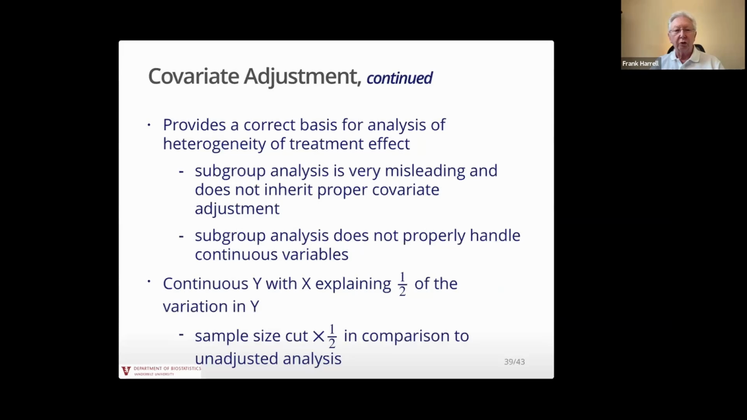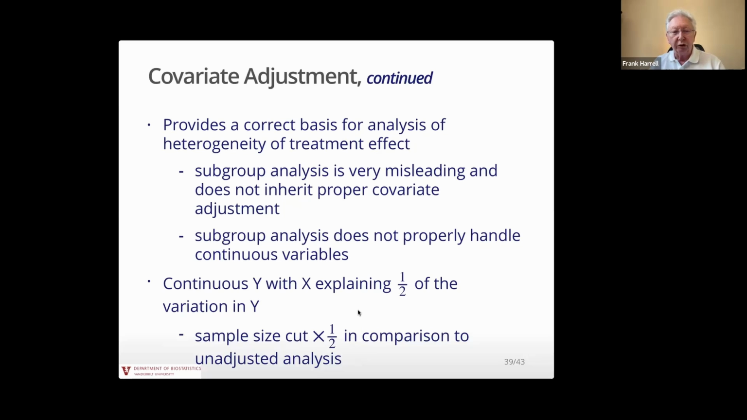So I'm going to gloss over some of these other aspects, but there are examples where using a covariate can cut the sample size in half. So let's say you had a continuous outcome and the covariate has an R-squared of 0.5 against the outcome. That means that not using the covariate, you need to double the sample size as compared to using the covariate. So we're not talking about trivial effects here.